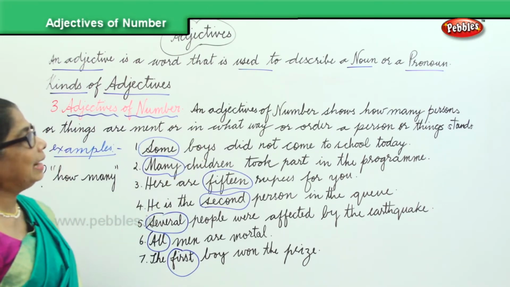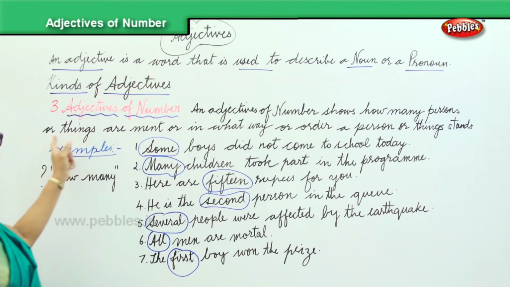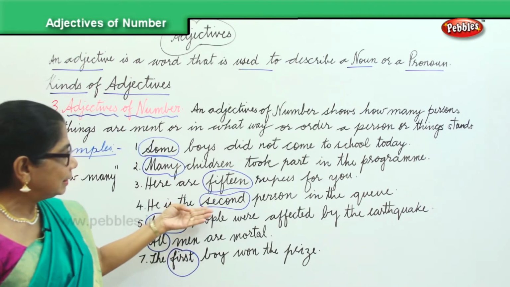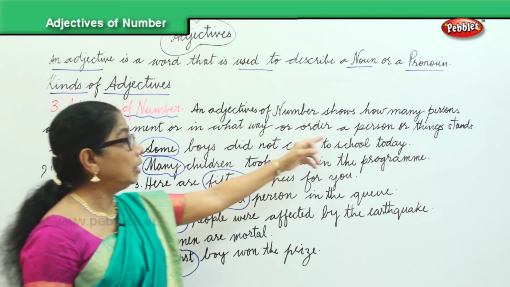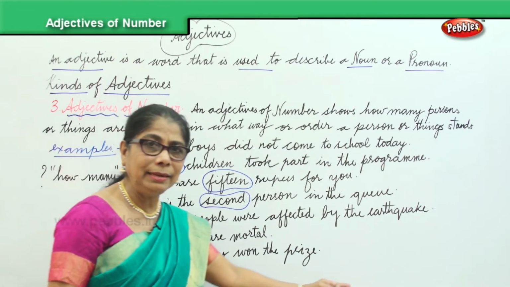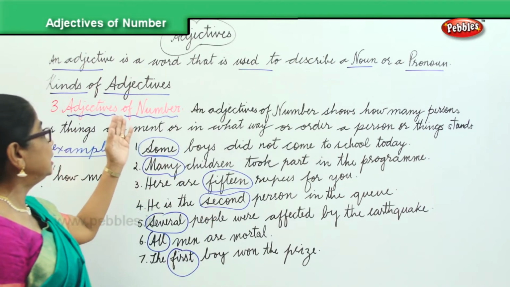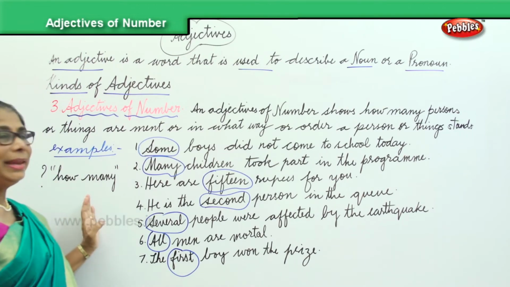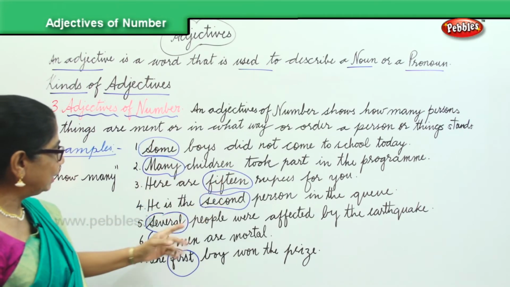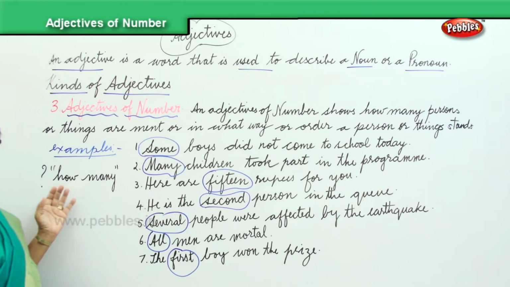Now, adjectives of number show how many persons or things are meant, or what order. And I have two things: order. Here we have second person, first boy, order of persons or things. Supposing I say cut off the 13th, 14th and 15th trees, order of trees to cut off. Now, if it answers the question how many, then we know that is an adjective of number. Some, many, 15, second, several, all, first. All these words tell us, and they answer the question how many.